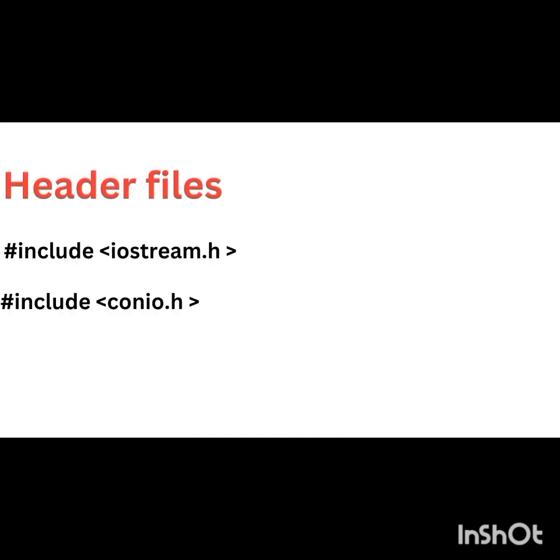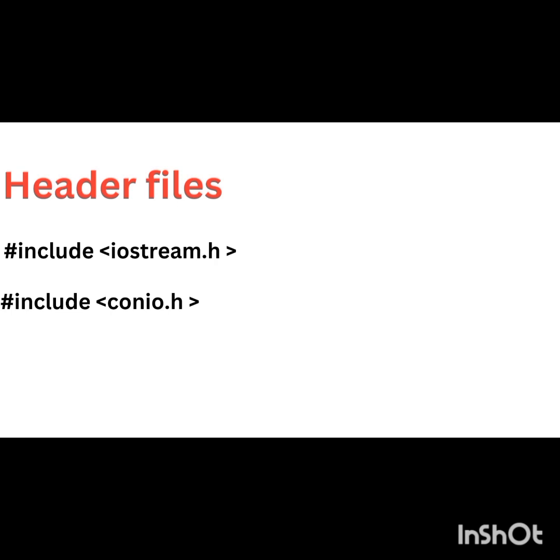The header file iostream.h is a library of predefined code such as cout, cin, and many others. These are used to output and input data. So we need to include this header file by using the line hash include angular braces and then iostream.h, which is the library file.